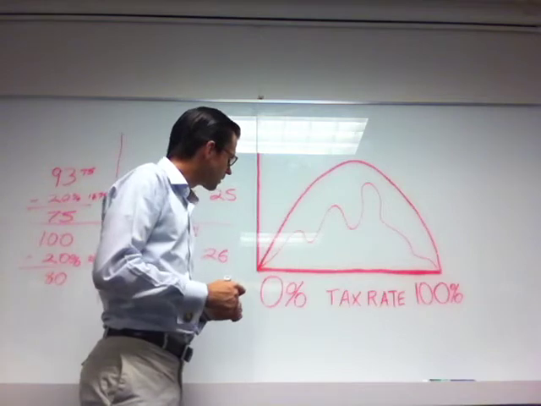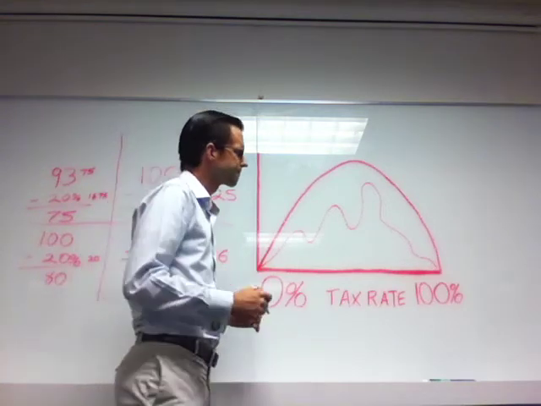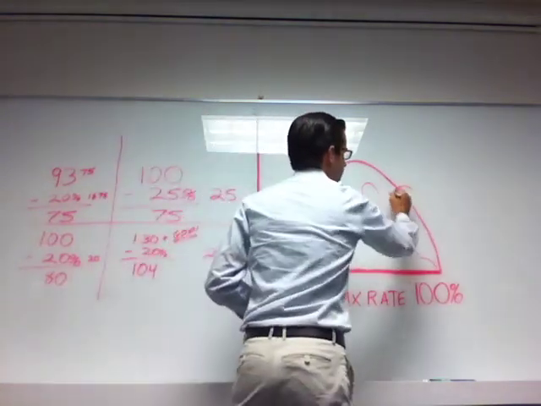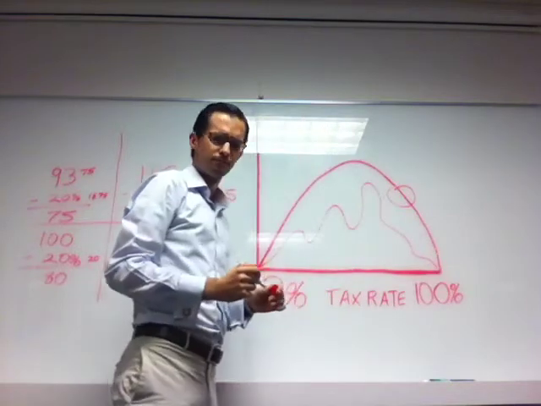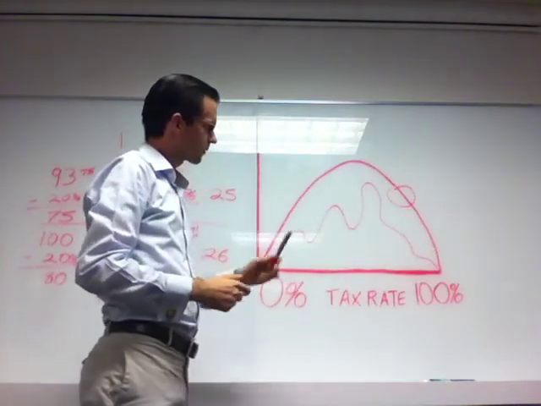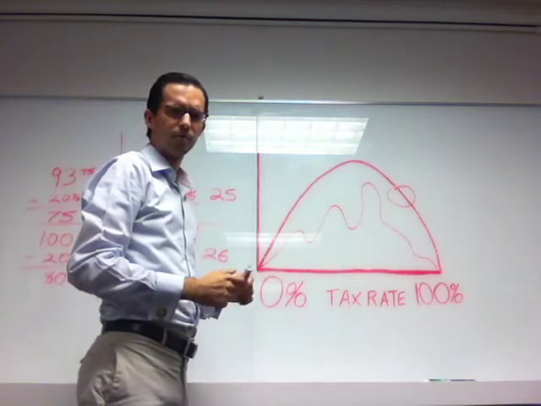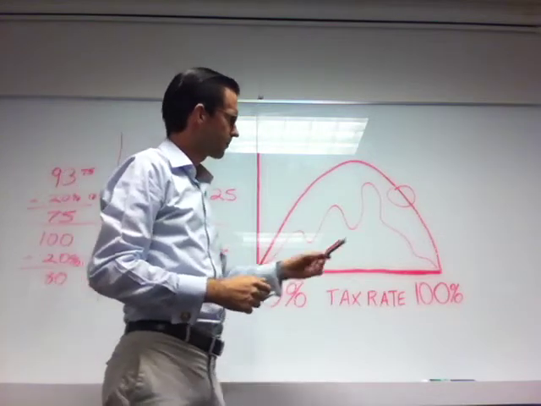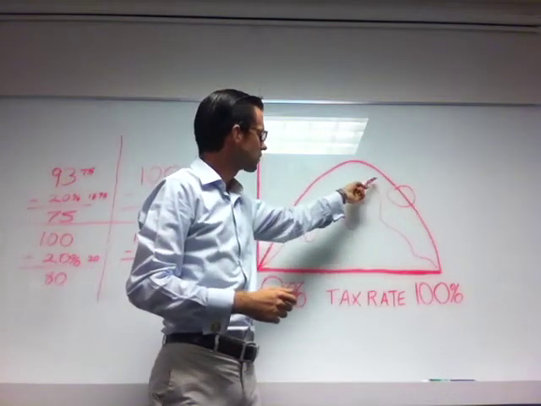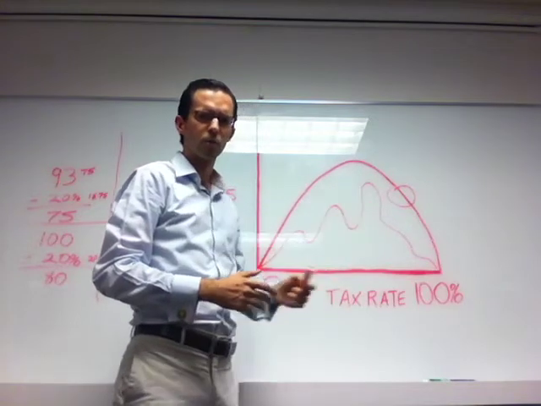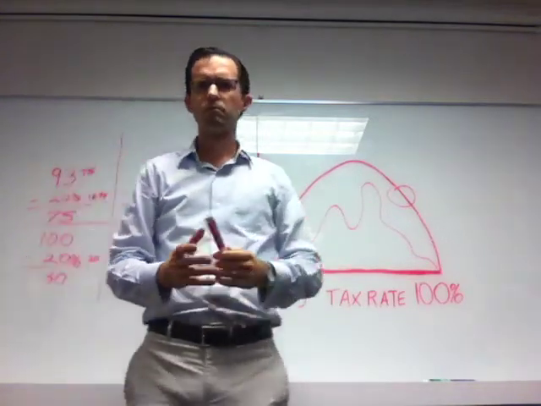Nonetheless, President Bush said, I think we're over here on this curve. He said, I'm going to reduce the rate, I'm going to increase revenue. People are going to be more incentivized to work, they're going to work longer hours, they're going to work more, they're going to work harder. Okay?